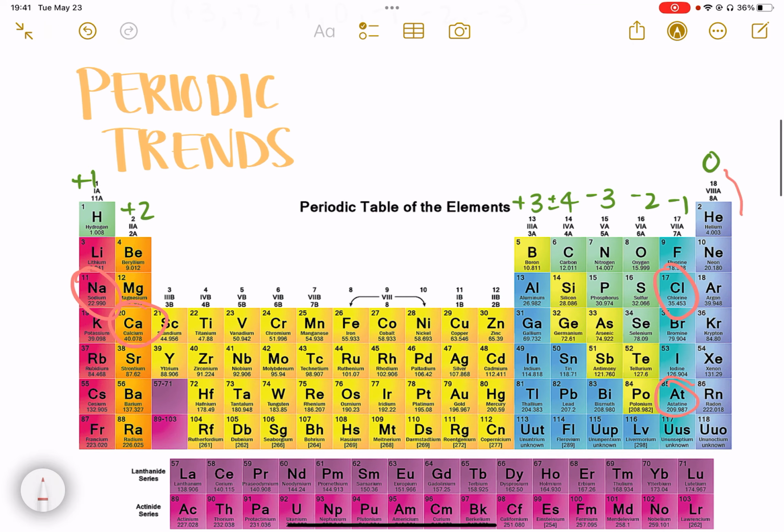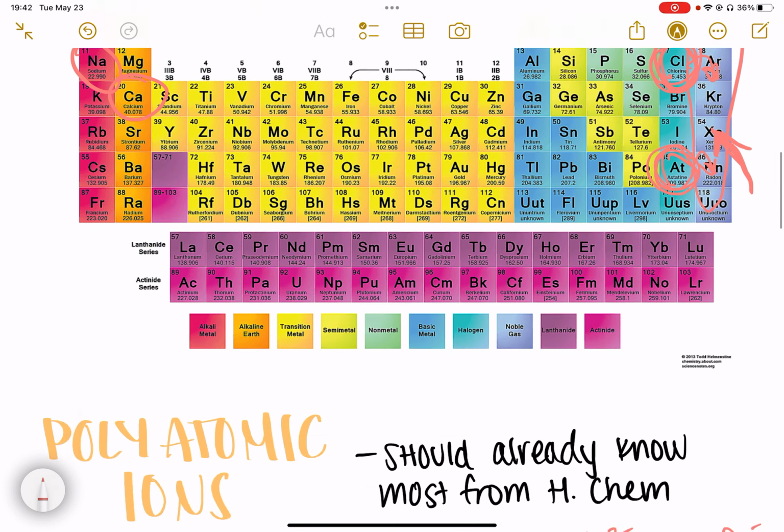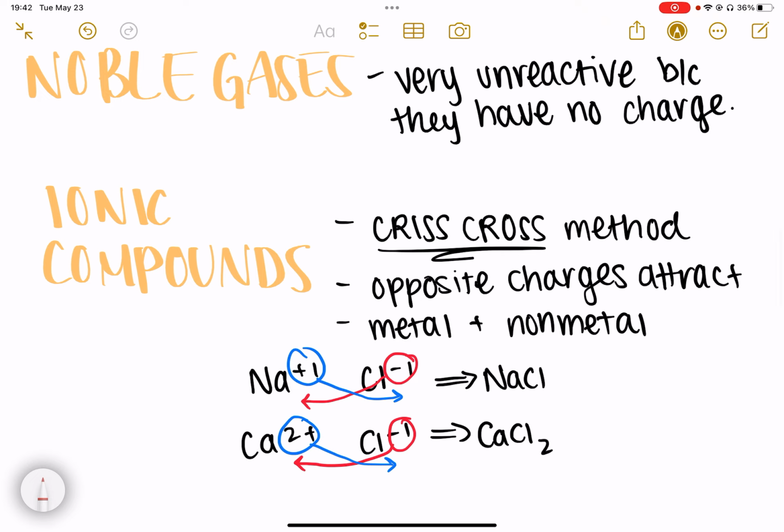The noble gases are very unreactive because they have no charge. This is group 18 in the periodic table. Noble gas electrons are very, very stable, so all the other atoms want to be in the noble gas family. Chlorine is going to gain an electron to become argon. Astatine is going to become radon. They're trying to either gain or lose an electron to get to a noble gas configuration.